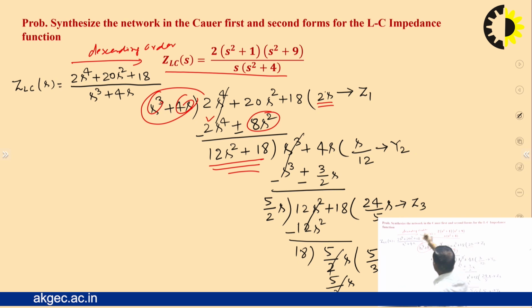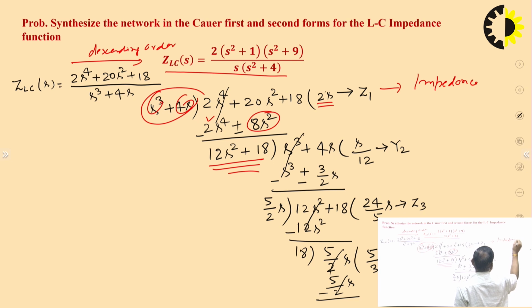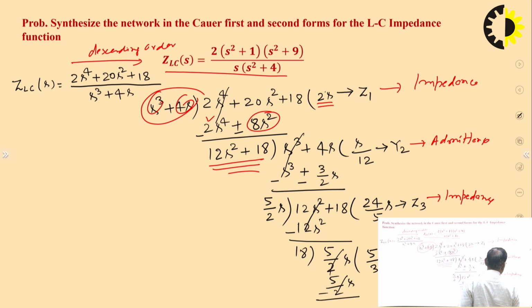The first element is impedance, so this is impedance. This is the impedance function, because Z_LC is impedance. Here we have inverted, so this is admittance. Then impedance, again we inverted, and then admittance. We carry out the continued fraction expansion until we get the remainder 0. So here the remainder is 0, and we can find out what the elements are.